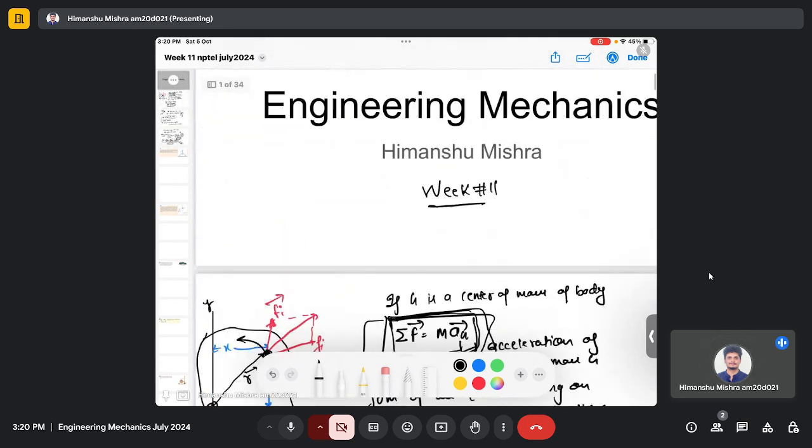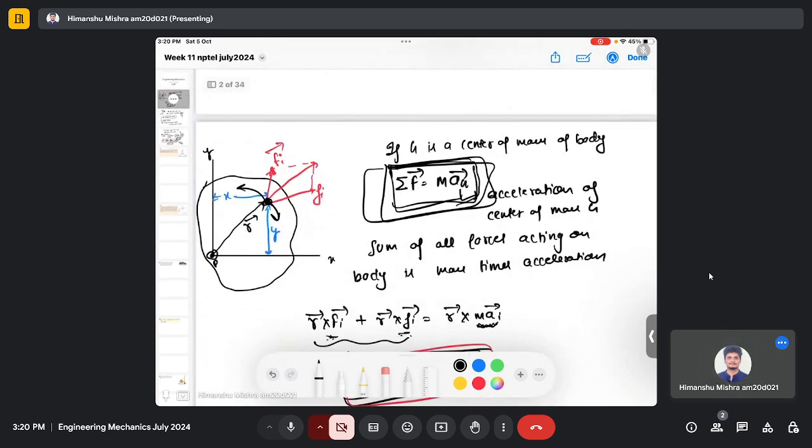So let's talk a bit about the linear momentum.